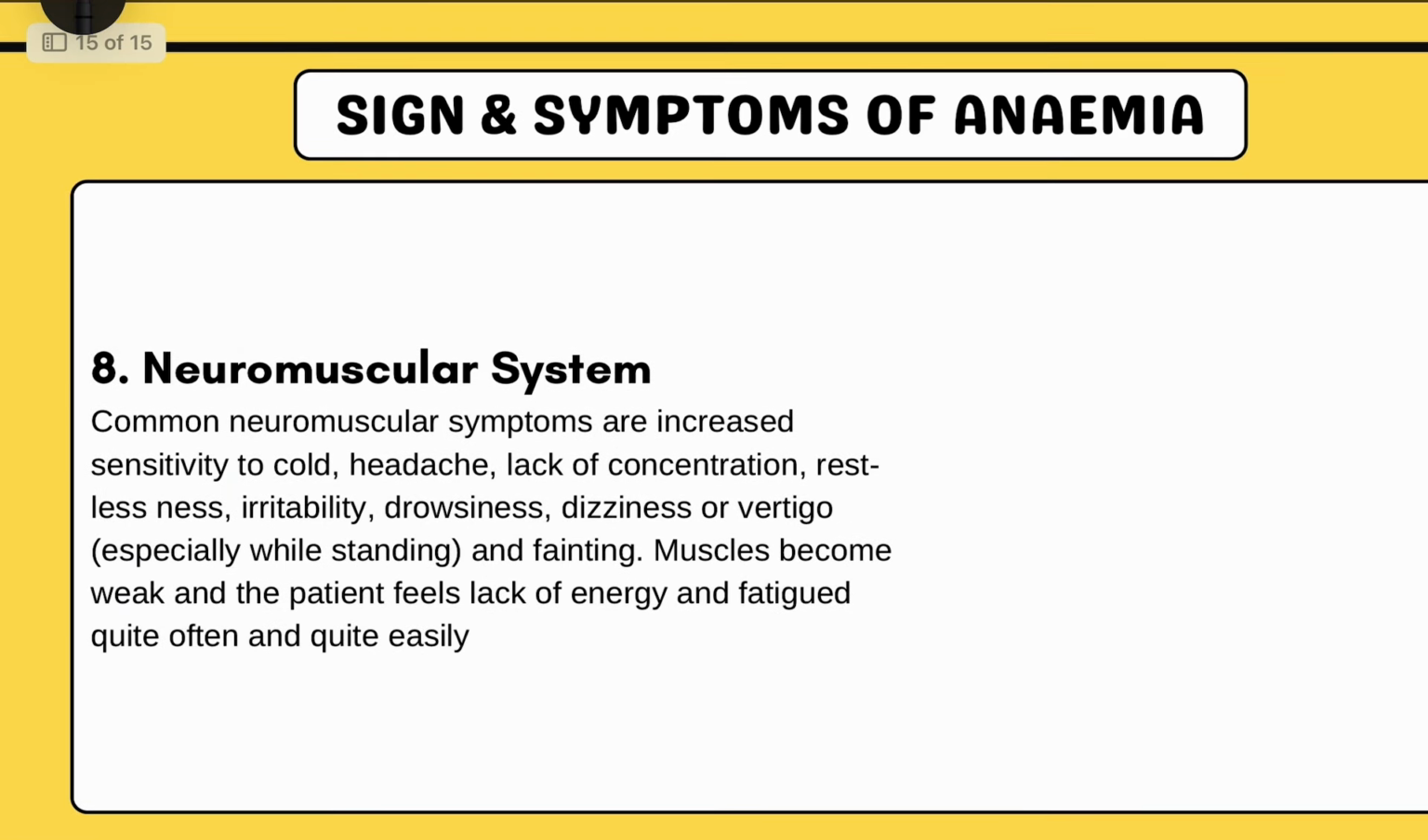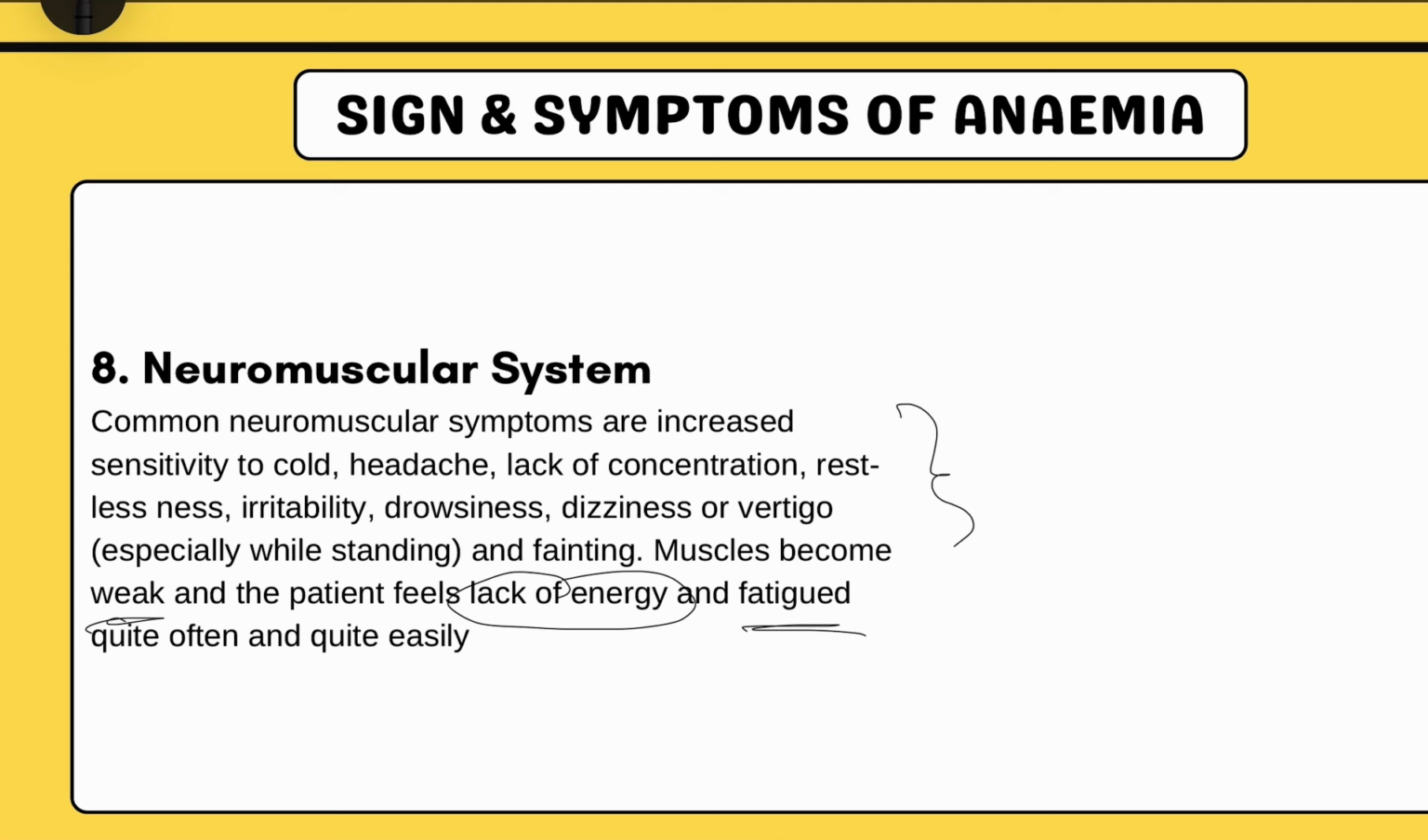And the neuromuscular system, the last but not the least. The common neuromuscular symptoms are increased sensitivity to cold, headache, lack of concentration, restlessness, irritability, drowsiness, dizziness or vertigo, especially while standing, and fainting. So these are the common neuromuscular symptoms. And muscles become weak and the patient feels lack of energy and fatigue quite often and quite easily. So these are the impact of the anemia over the neuromuscular system.